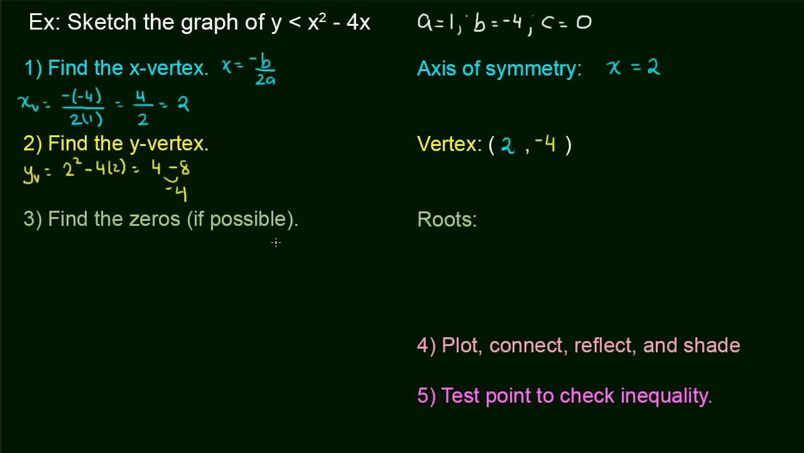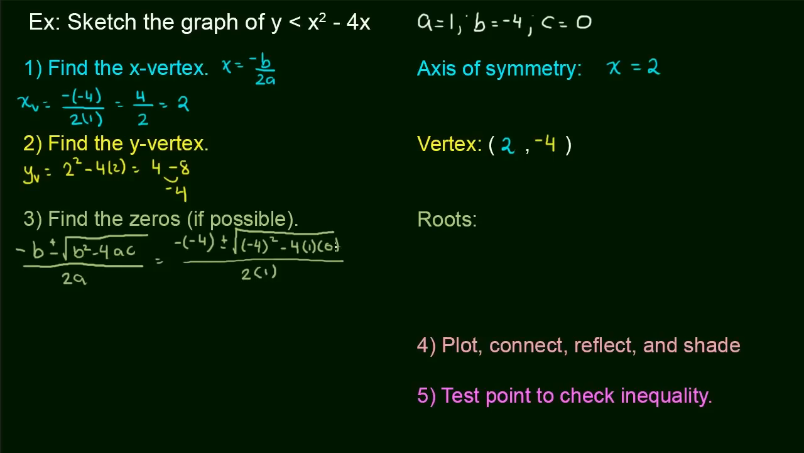I'm now going to find my roots for my function. To find my roots, I'm going to use the quadratic formula: negative b plus or minus the square root of b squared minus 4ac, all divided by 2 times a, where I know that my b is negative 4, so it's negative times a negative 4, plus or minus the square root of negative 4 squared minus 4 times 1 times 0, all divided by 2 times 1.